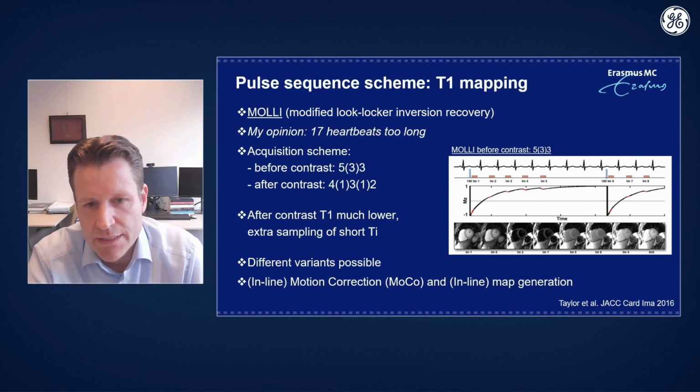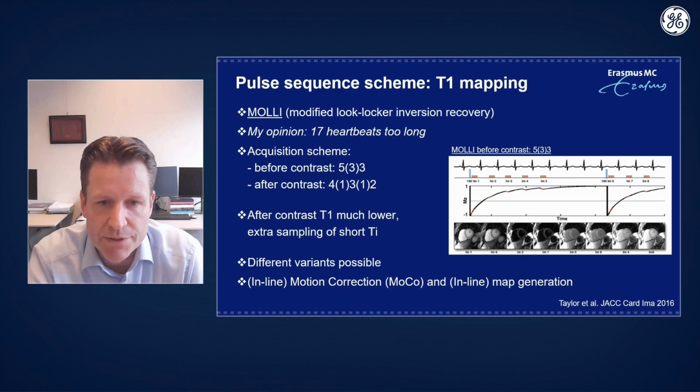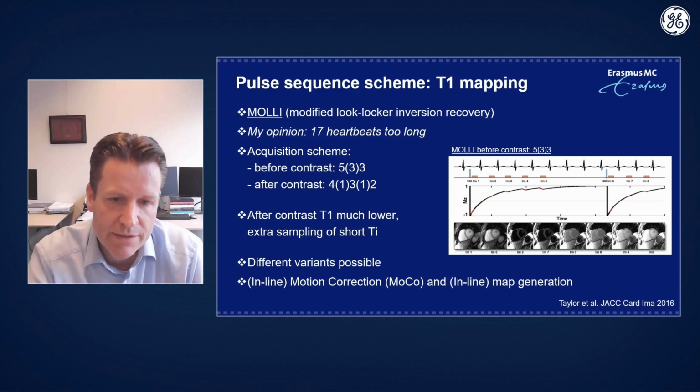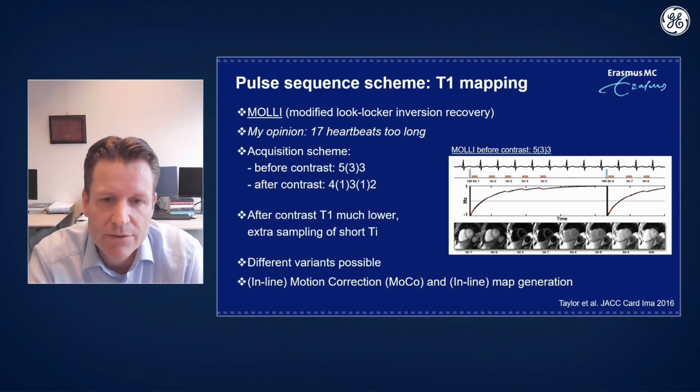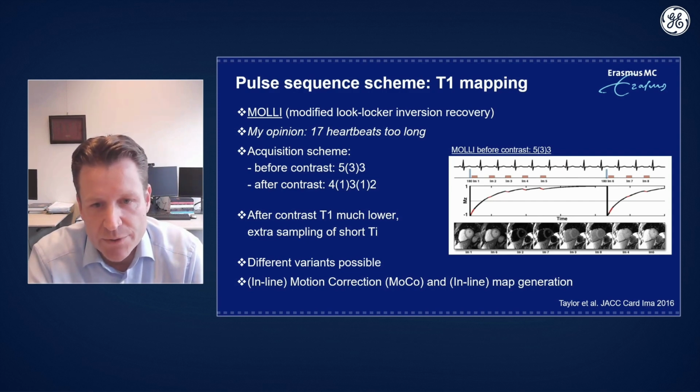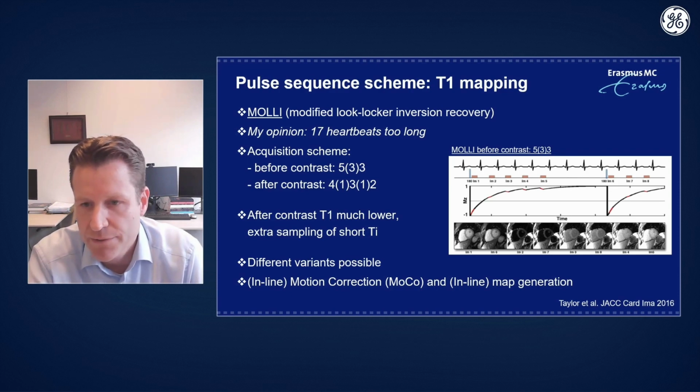So what I'm using is a scheme, before contrast, that's 5-3-3. So it's 8 readouts with 3 seconds in between and 2 inversion pulses. After contrast, the T1 is much lower. So I think it's important to extra sample the short inversion time, and you can use another scheme. For example, which I'm using is the 4-1-3-1-2, but there are different variants possible, of course. On the picture, you see the 5-3-3 that we used before the contrast.